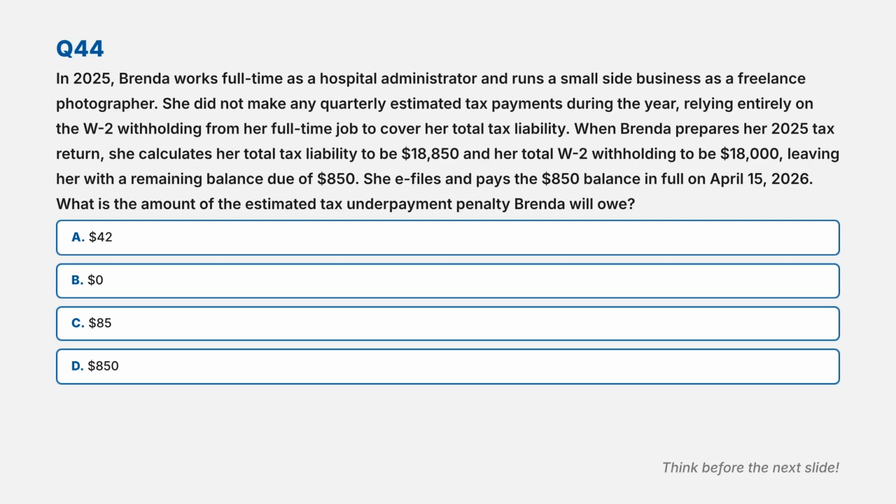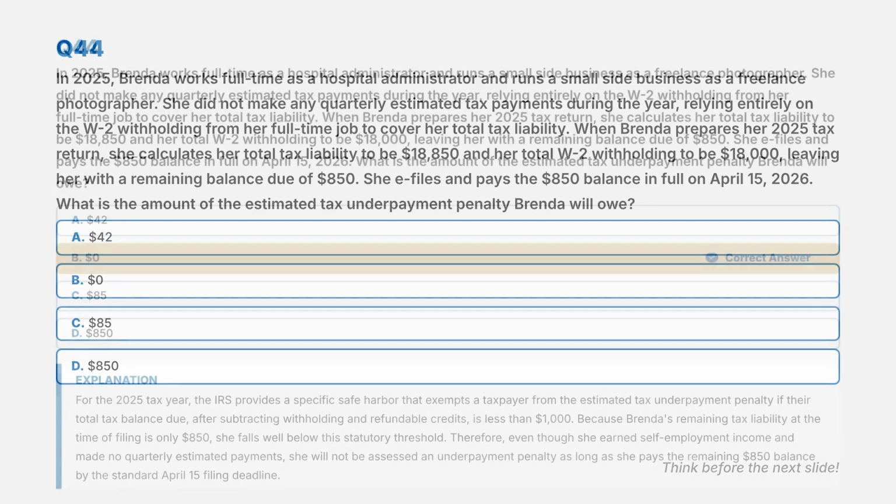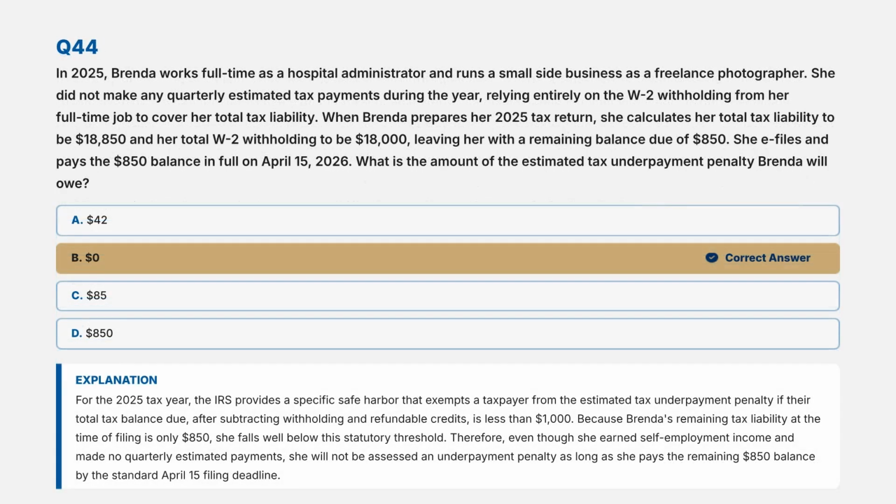What is the amount of the estimated tax underpayment penalty Brenda will owe? A. $42. B. $0. C. $85. D. $850. The correct answer is B.